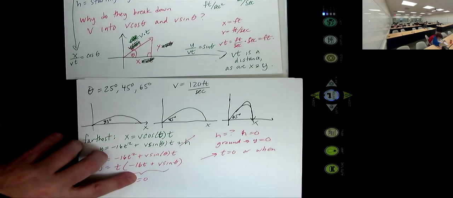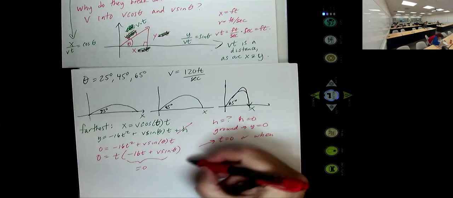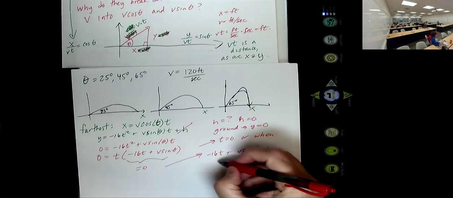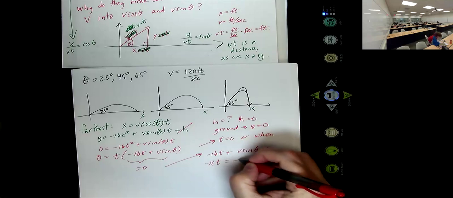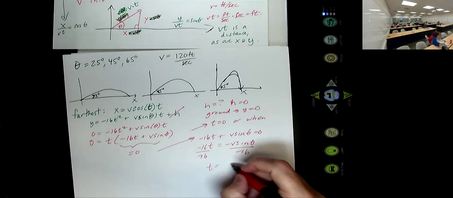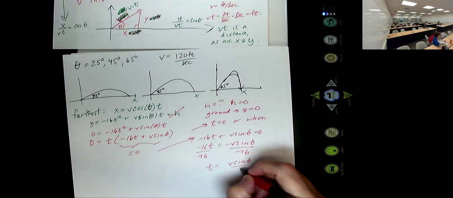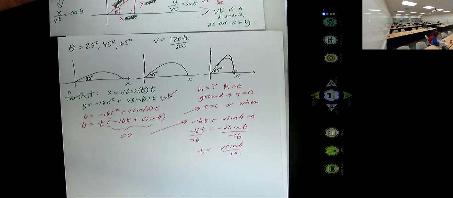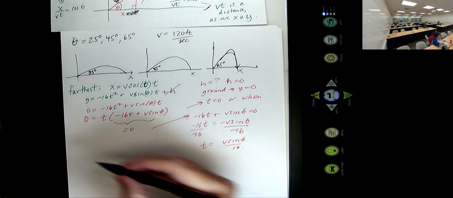I'm going to do the generic formula first, because then we can just plug in the theta for each of the individual ones. So negative 16t plus V sine theta equals 0. I subtract V sine theta from both sides and then divide by negative 16. And we get t equals V sine theta over 16. That actually makes this pretty handy, because then I can do that little t, x, y table that we did before.